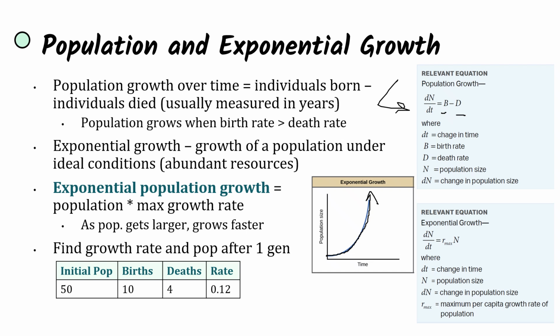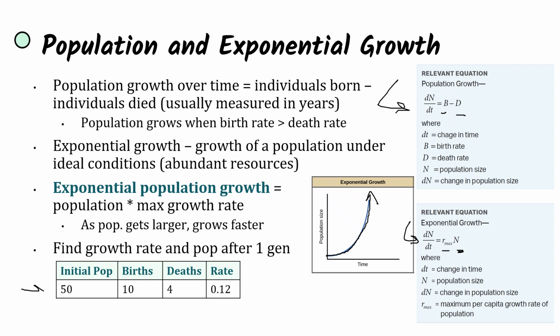And so we see the population times the maximum growth rate. We look at this equation, dN/dt, again, change in population size over change in time is going to be our growth rate times N, which is our initial population size. And depending on the time, we can go over multiple generations of population growth.